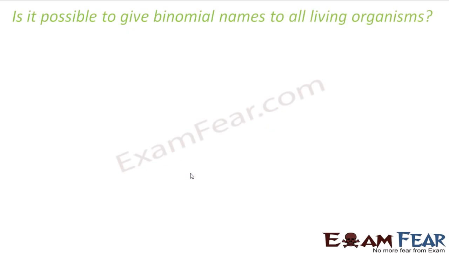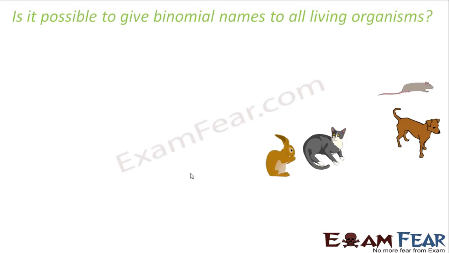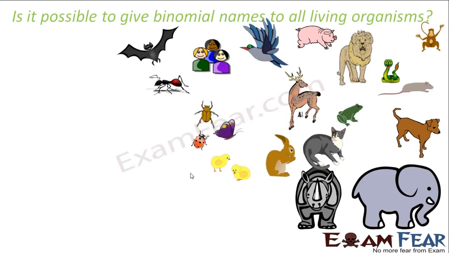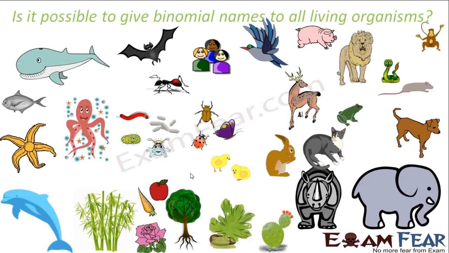So now the question is, is it possible to give binomial names to all living organisms? I already told you that there is a huge variety of organisms which live on this earth. So can we give a binomial name to each and every organism? In order to give that binomial name, I need to study each and every organism. So is that possible? Just think of the variety of life we have on this earth. So is it feasible to study each and every organism?